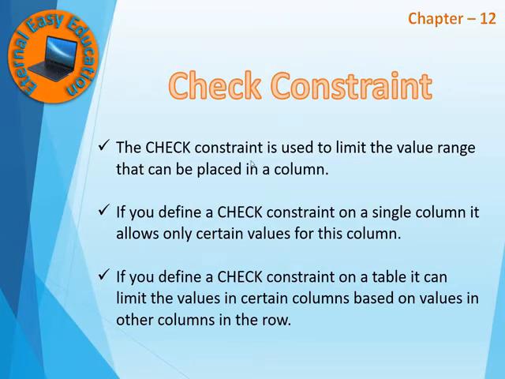Then the check constraint. The check constraint is used to limit the value range that can be placed in a column. If you define a check constraint on a single column, it allows only certain values. For example, the salary must be below 50,000. The age must be greater than 18. Likewise, we can have a check to limit the range of values for a particular field. If you define a check constraint on a table, it limits the values in certain columns based on values in other columns in the row.